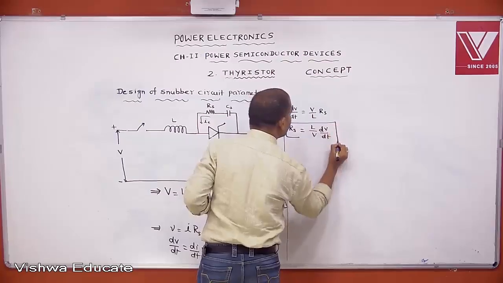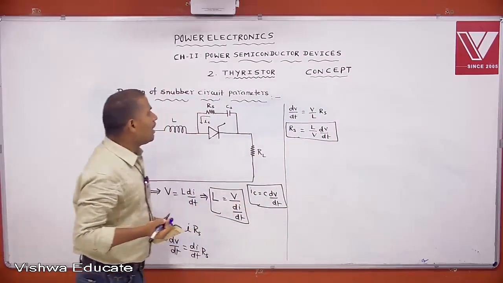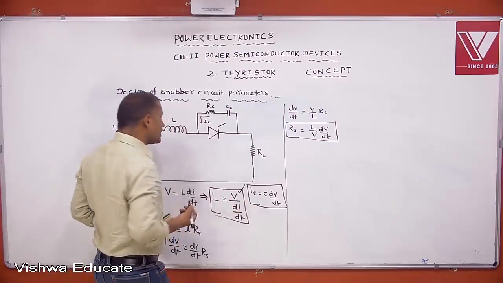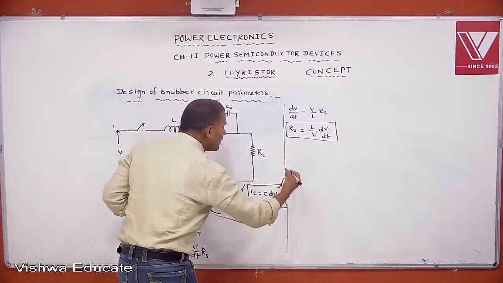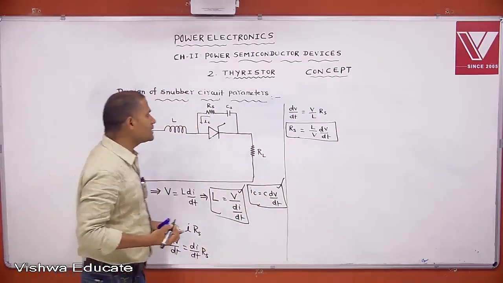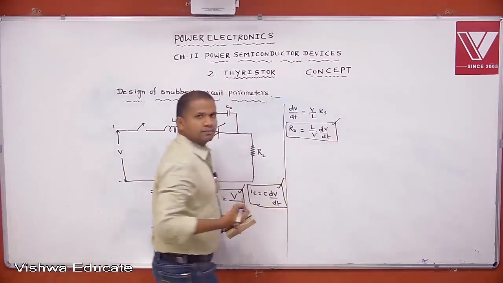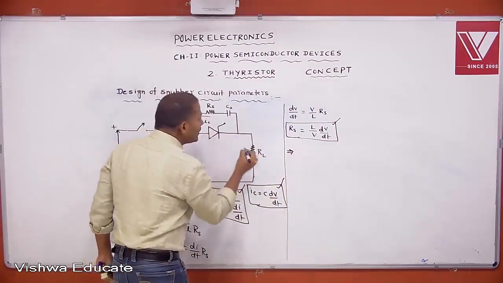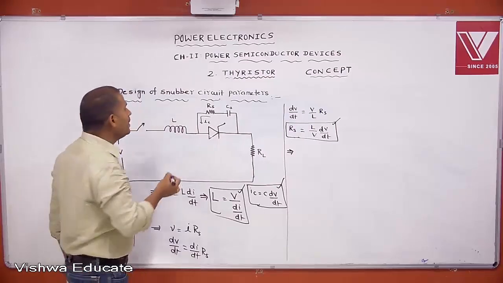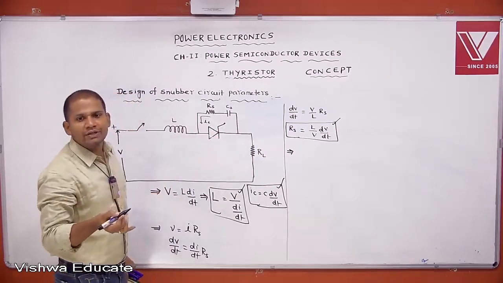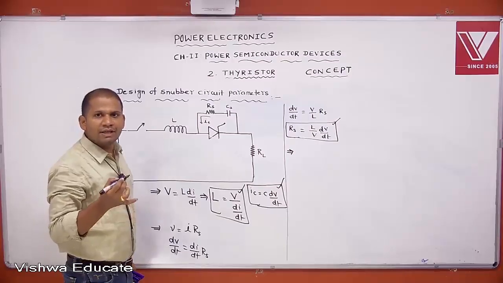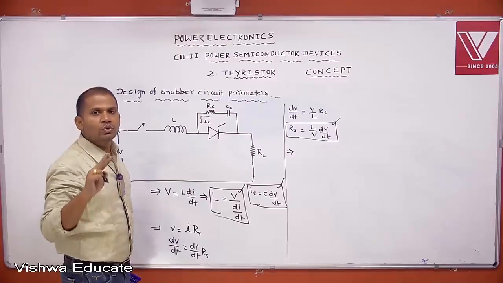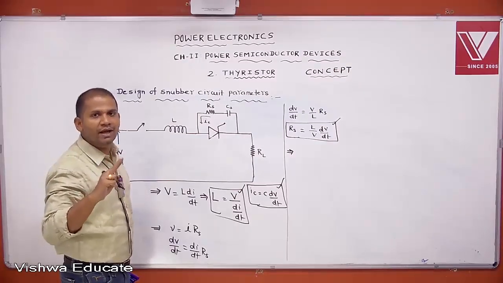Then the snubber circuit resistance Rs equal to L by V into dV by dt. So we are designing the snubber circuit inductance. If the discharging current is given, by using this formula you can define the capacitance, then you can design Rs. If the damping ratio is given, because this is an RLC circuit, it is a second order system. RLC has two storage elements, so we can form the second order system equation.